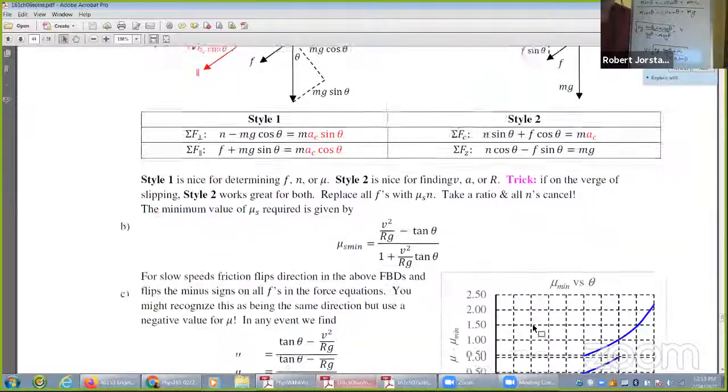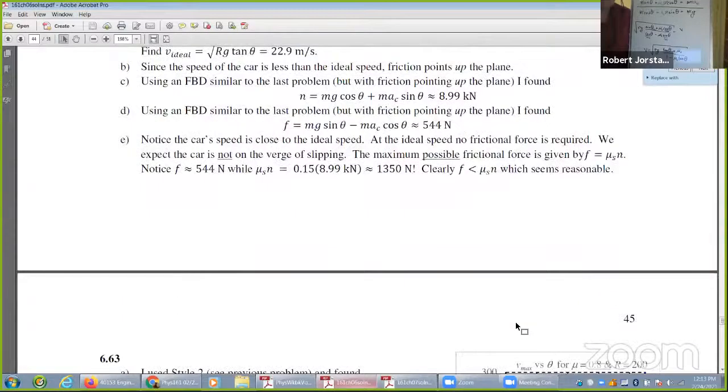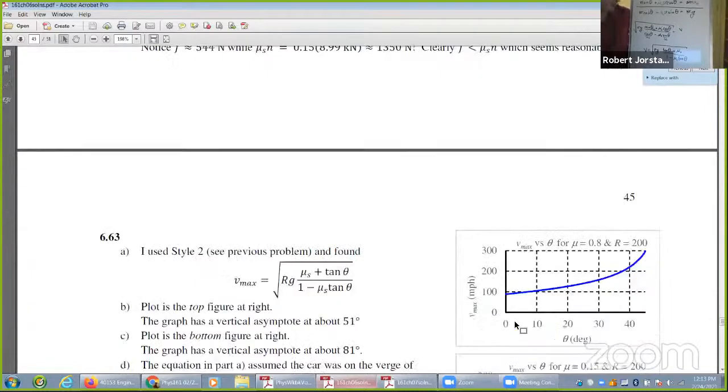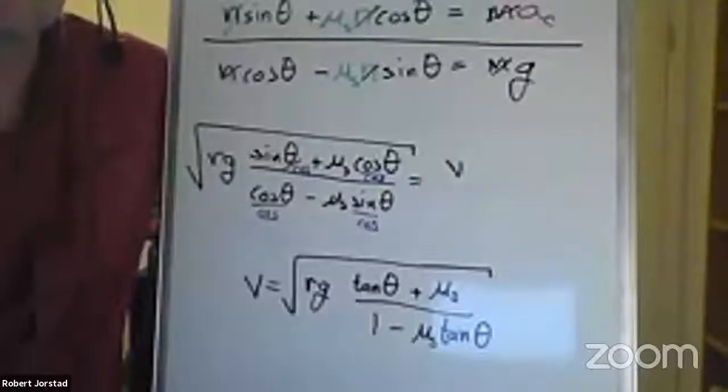It was the next question. So I had mu plus tan theta and 1 minus mu tan theta. Yeah, it's the same thing. I switched the order, but there we go. So that's it. Cool. Yeah, that was good.